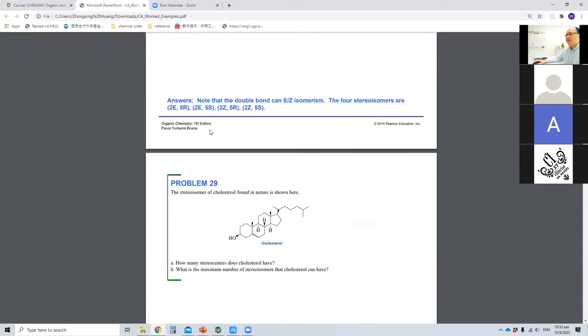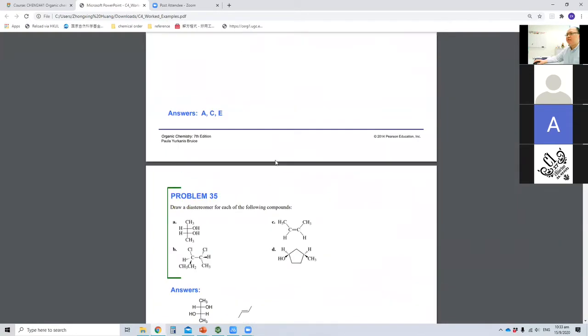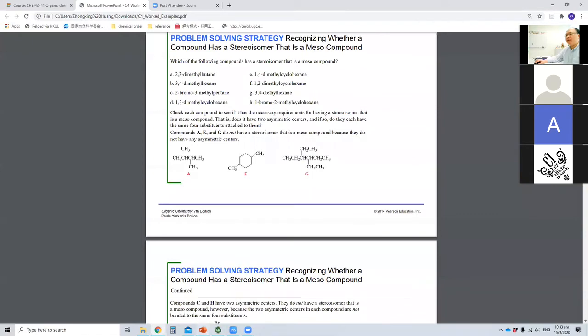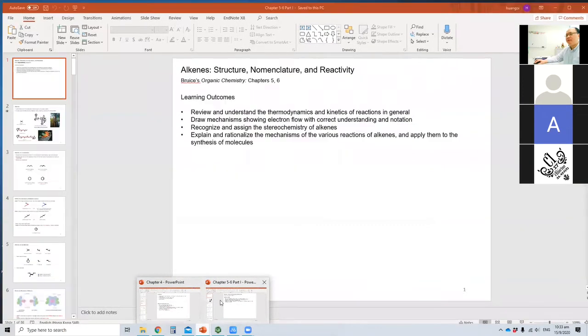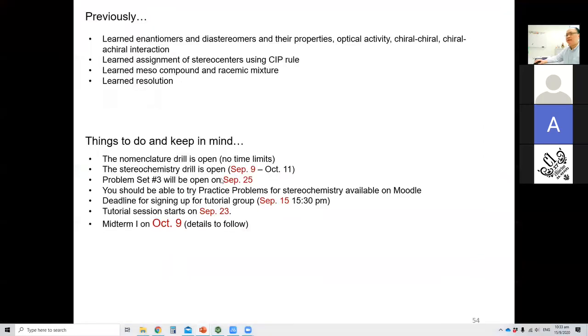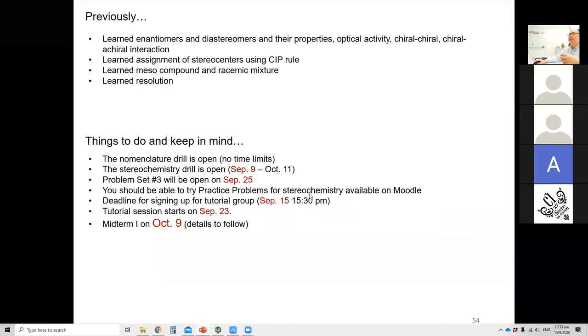Okay, so I would say if you really solve these problems by yourself and understand the logic and the principles behind them, you don't need to be afraid of the exam or midterm. It will be on the Moodle for you to download. And another thing, the deadline for signing up for the tutorial group is today, 3:30 p.m., this afternoon. Be sure to sign up for that.